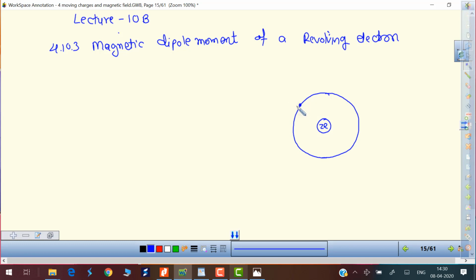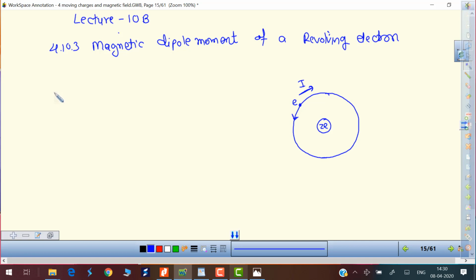Electron is revolving, so the electron is moving in this direction. So we can say the current is flowing in this direction. Why? The current direction is always opposite to the direction of the electron, because the electron has negative charge. So this is one type of electric current only. The electron is revolving, so it constitutes a current, and because of that current there is a magnetic moment, and we want to find out that magnetic moment.